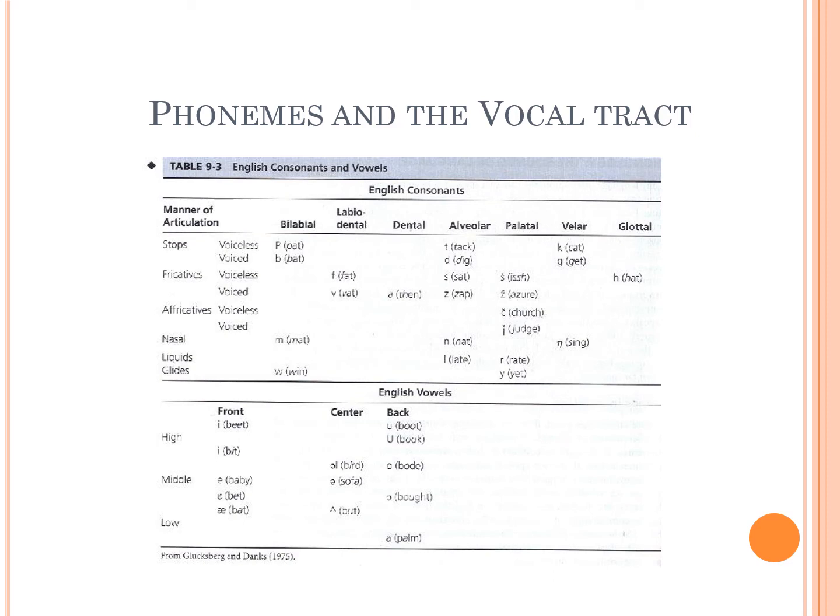Nasals, where the sound is really coming out through the nasal cavity. So the bilabial, where I put my lips together for m, mat. The alveolar, we put our tongue to our alveolar ridge for n, nat. And then the velar, we're back at the velum again when we make that ng sound as in sing.